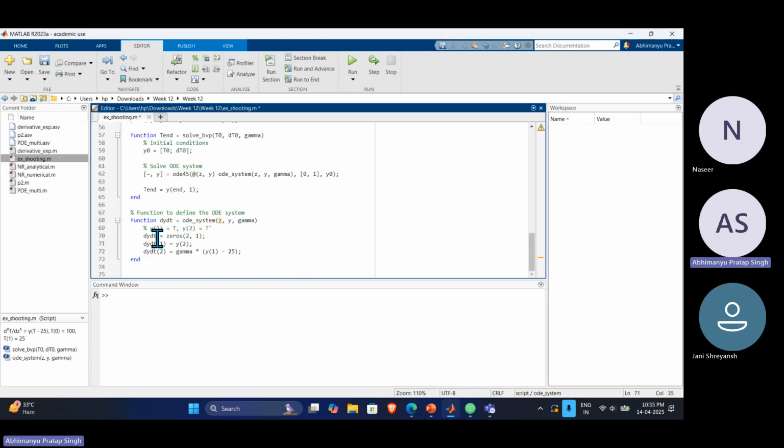So this is simple. dy by dt is a 2-by-1 vector. dy by dt 1 is y2, that is T prime, and then dy by dt 2, that is d squared T upon dz squared, is equal to gamma times (y1 minus 25). It does not matter that I've written dy by dz, you can write anything you want.